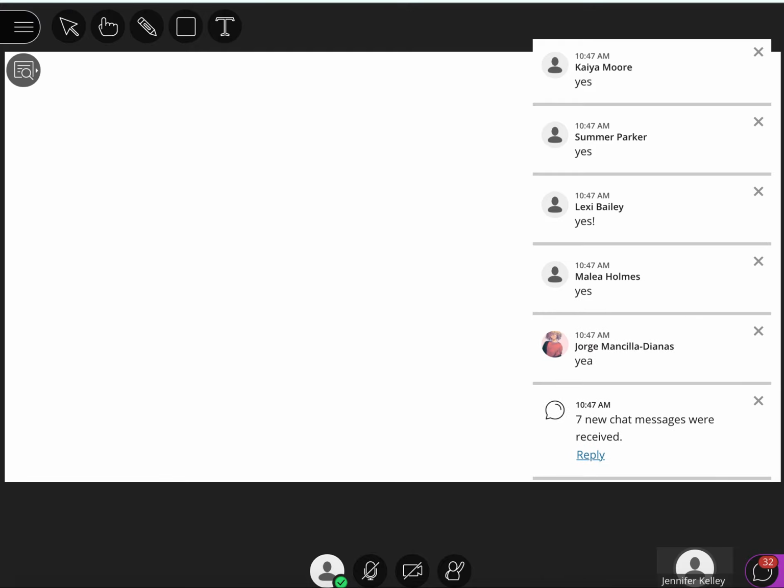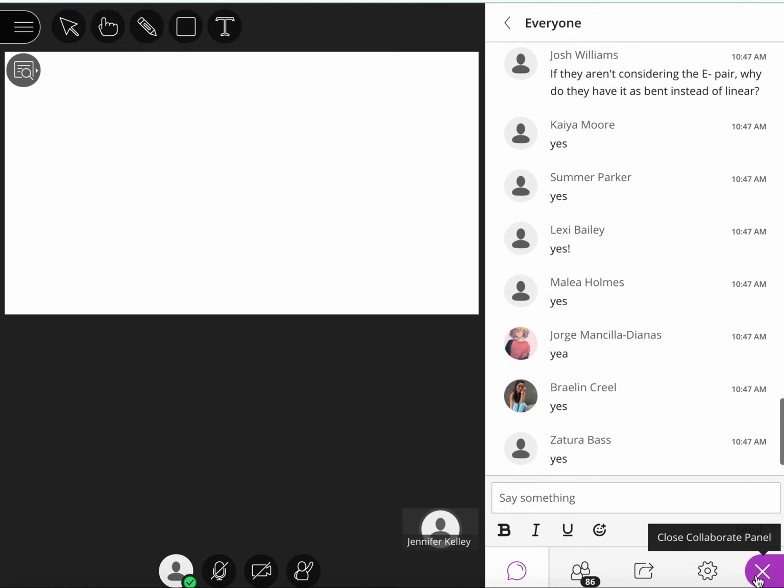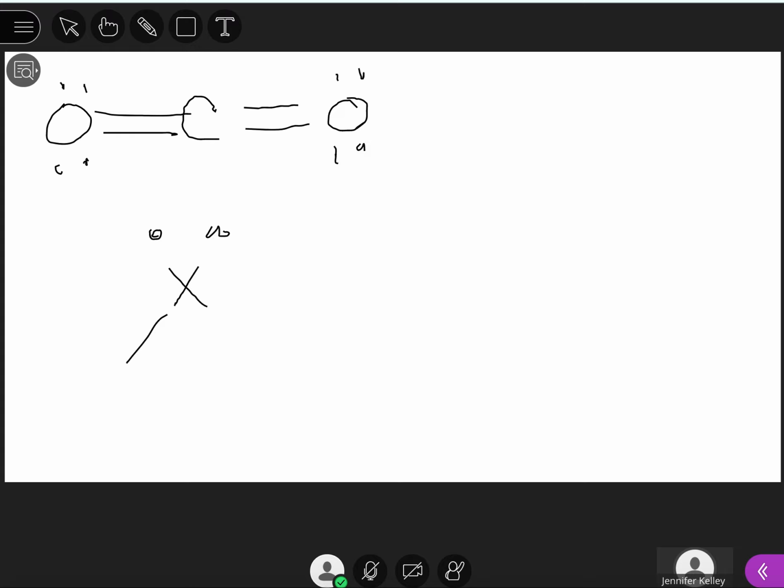Okay, good. All right. Josh, that's a good question. Why do they call it bent instead of linear? The reason they call it bent instead of linear: something that's known to be linear is carbon dioxide. So that's linear. And the oxygens are as far apart from each other as they possibly can get before they start getting close to the other oxygen again. So they're linear. And with something that was trigonal planar when it had its electron geometry, but we're looking at just molecular geometry here, they call that bent.